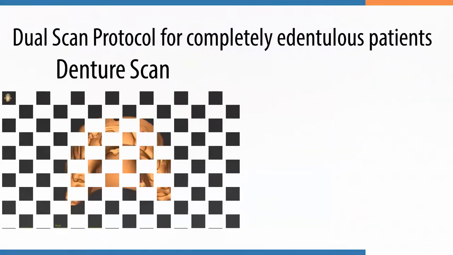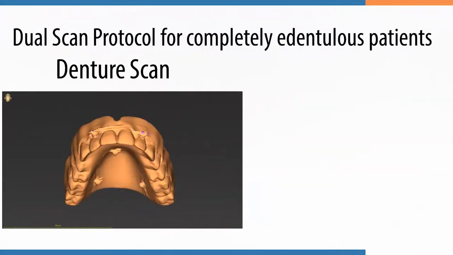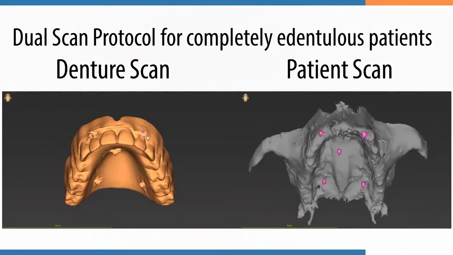On the left-hand side, this is the separate denture scan. This happens to have only 5 markers, as you can see on this view, 3 on the palate and 2 on the buccal aspect. And on the right-hand side, this is a 3D rendering of the patient CT scan wearing the same denture. And as you notice, the markers are in the same exact spots.